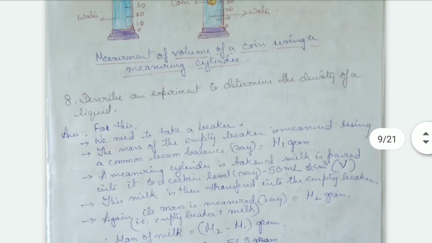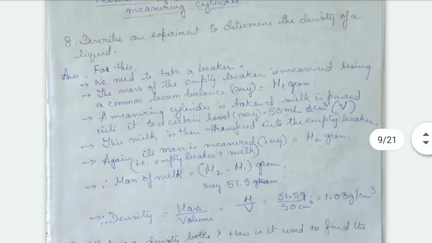Next we come to: describe an experiment to determine the density of a liquid. For this we need to take a beaker. The mass of the empty beaker is first measured by a common beam balance. Let us say it is m1 grams. Now a measuring cylinder is taken and milk is poured in it to a certain level, say 50 ml or 50 centimeter cube, that is V. Now this milk is transferred into the empty beaker. After this, its mass is measured again, say m2 grams.